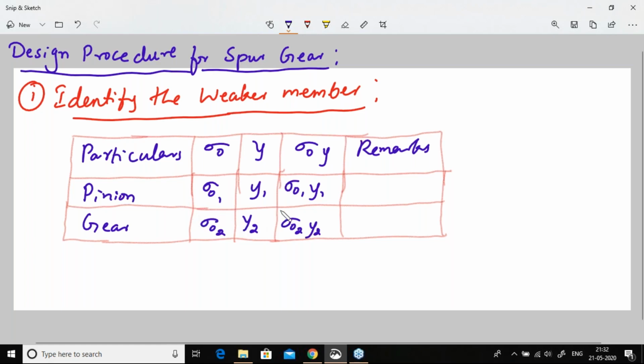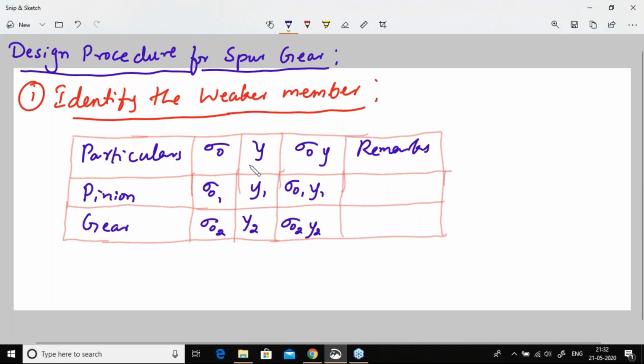If they have not given, assume the material for pinion and gear from table 23.18. I am referring to Design Data Handbook Volume 2 by Lingayya. In that, assume the material from table 23.18 and take the sigma naught 1 and sigma naught 2 for pinion and gear respectively. That we have to substitute here.